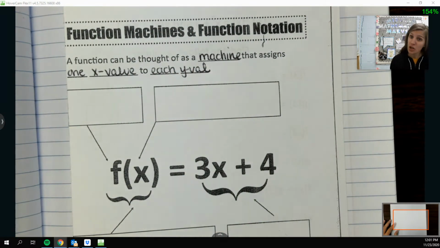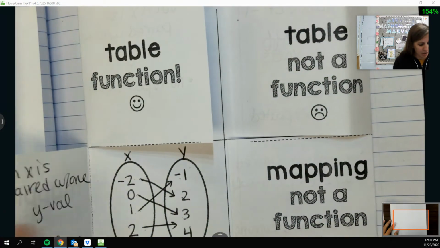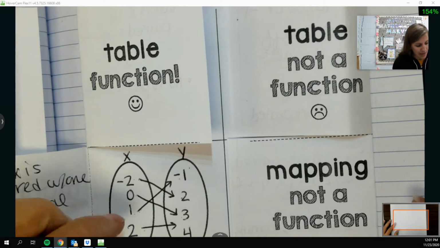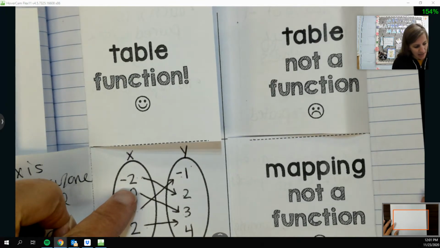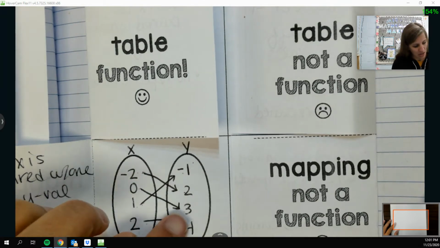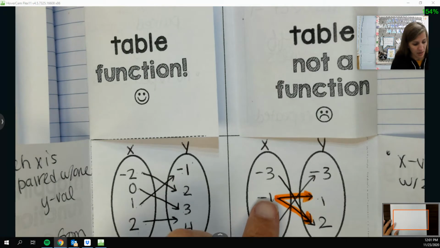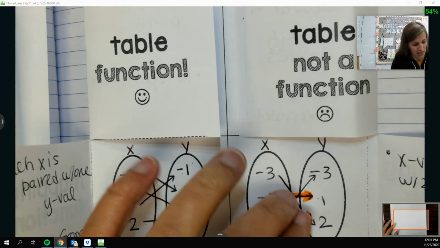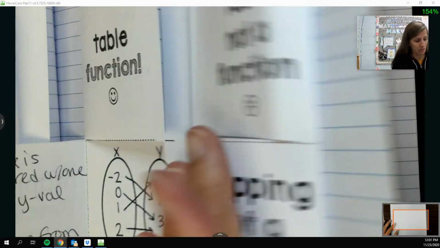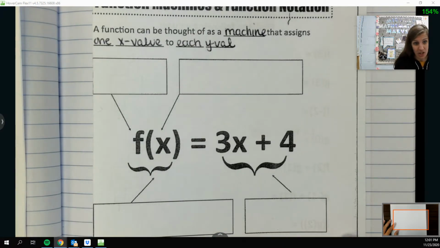Okay, and we showed this previously with our mapping diagrams, where I'm saying this x value is assigned to this y value. So it's giving 1 x to 1 y. Unlike this one, where this was giving 1 x to 2 y's. That's not a function. Okay, now this is how we represent it with an equation.